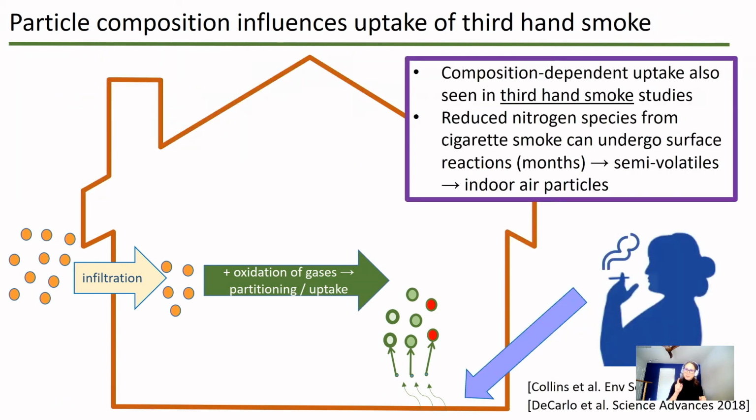There's another example that's very similar to this, but on a different time scale, and that's third-hand smoke. So the idea that someone can smoke a cigarette outside, it can move to the indoor environment, undergo processing on surfaces on timescales of months, and then revolatilize. That third-hand smoke also partitions differently to different types of particles. Different chemical compositions of particles influence that uptake rate.